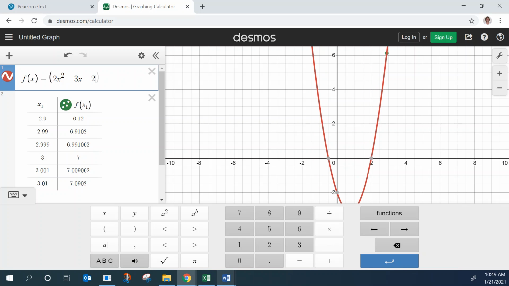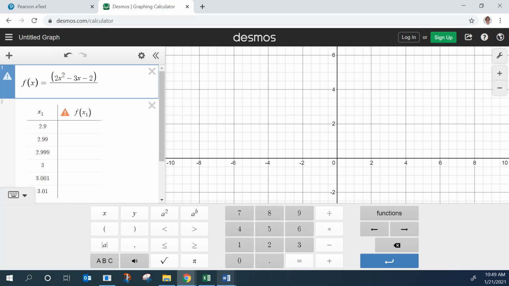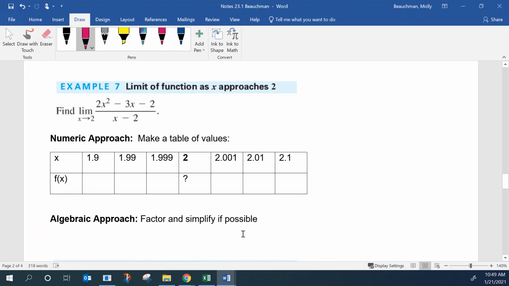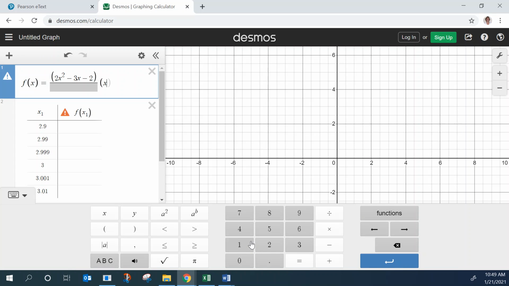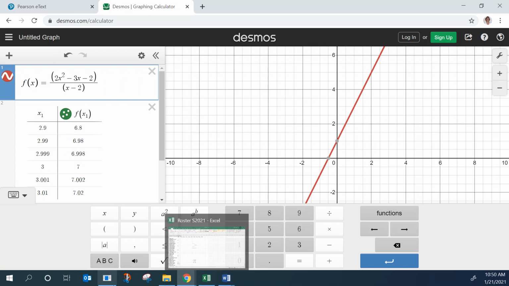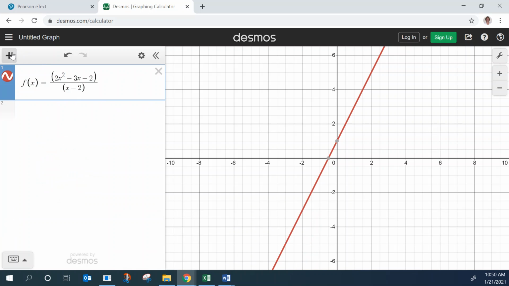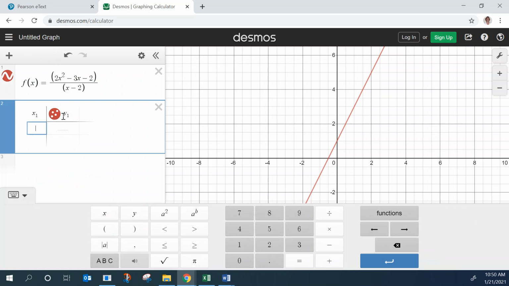I'm going to keep parentheses around it and then divided by, and then type in the denominator, which is x minus 2. And then what I want to do is put in the values in this table. So let me get rid of the table. How you create a table is you add table, and then make sure that you label this, instead of y1, call it f of x1. Then when you put in values for x, it will automatically calculate your values of y.